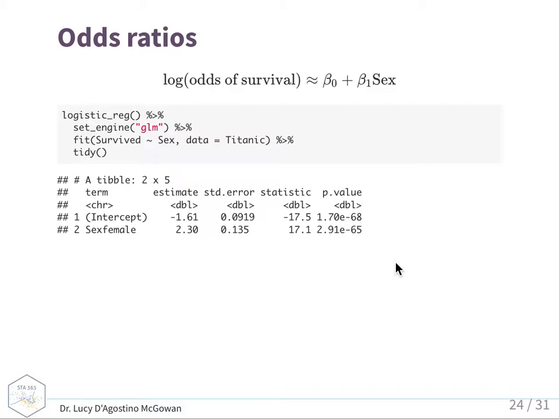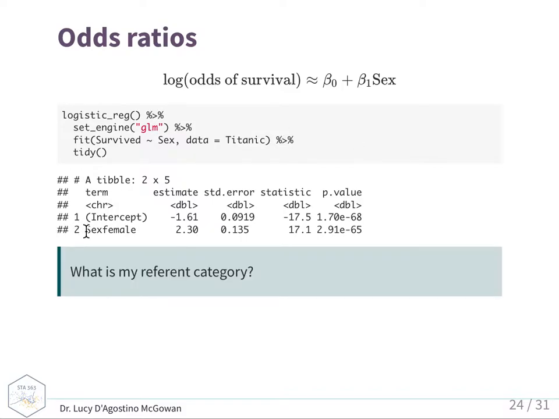Here's how we would do that in R again. I would start with that logistic_reg function. I'm going to set my engine to GLM, which stands for generalized linear model. My Y variable is survived, my X variable is sex, and my data is Titanic. I'm going to use the tidy function to tidy this up and get a nice output. Looking at this output, what is my referent category? My referent category is male, because the results here are in terms of female.